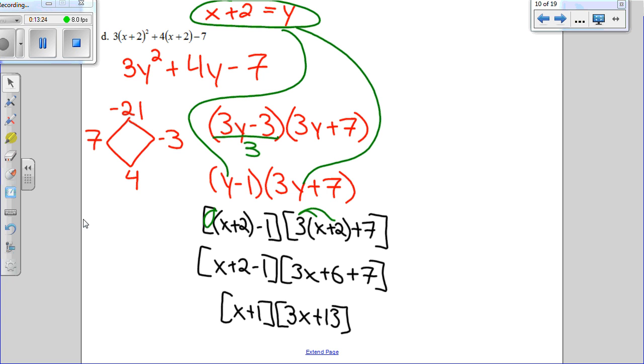Alright. When you see a question that says factor, and it's in your test, it does not mean solve. Remember, those are two very different things. Solving is when your question has an equal sign. Factoring is if there's no equal sign and they just want to see the skill of factoring.